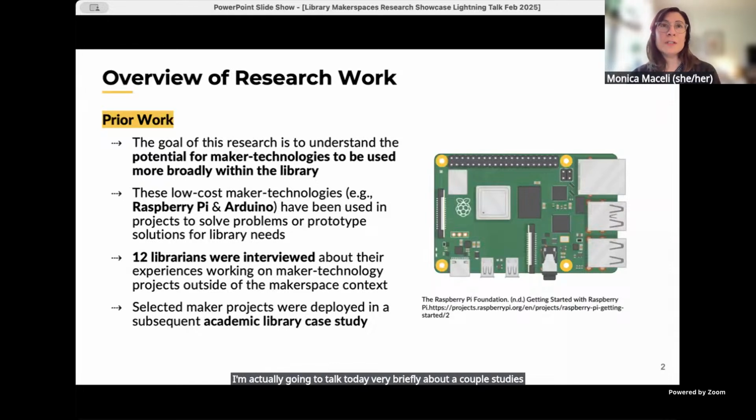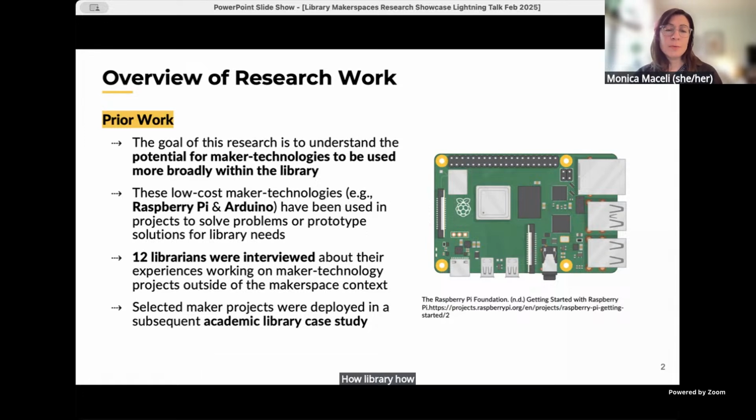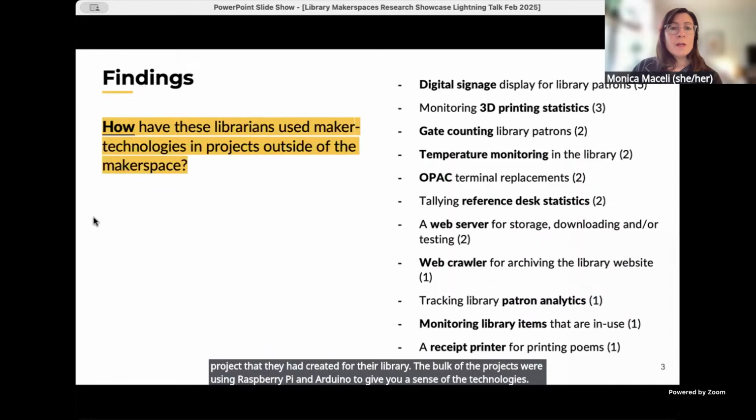Initially, I was very interested in work that was being done with maker technologies outside of the boundaries of the makerspace. So how maker technologies were being applied to different problems in the wider library space. So this was a couple years ago. I did Zoom interviews with 12 librarians who had published information about a maker technology focused project that they had created for their library. The bulk of the projects were using Raspberry Pi and Arduino to give you a sense of the technologies.